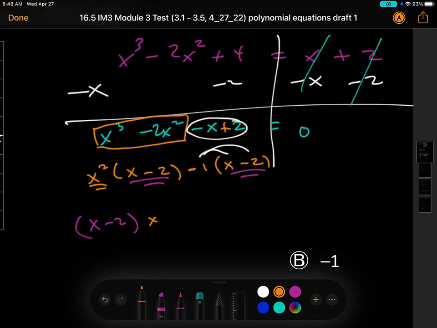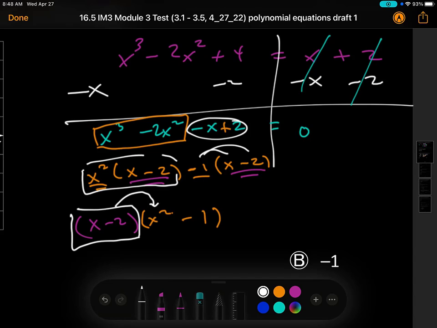You're left with x minus 2, minus 1, and put that in parentheses. And again, this one works because if you take the whole expression in pink here, and then you distribute here, you get this term. And take x minus 2 and distribute to the negative 1, you'll get that term. Okay?